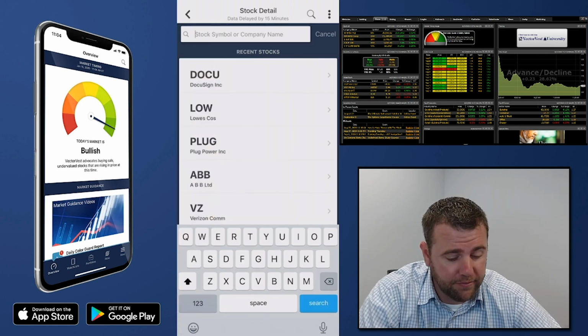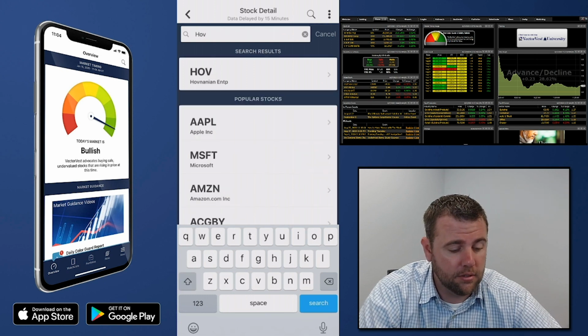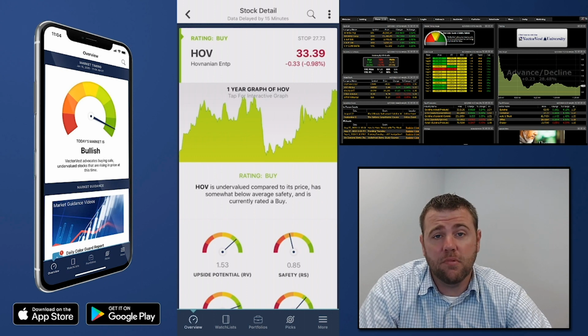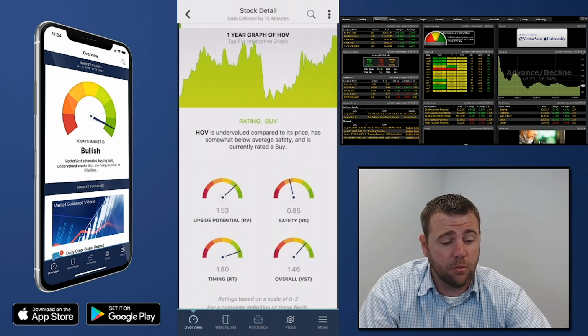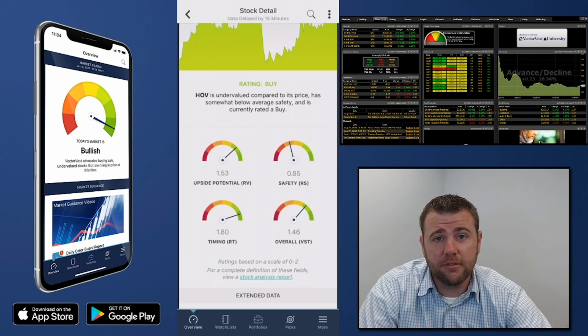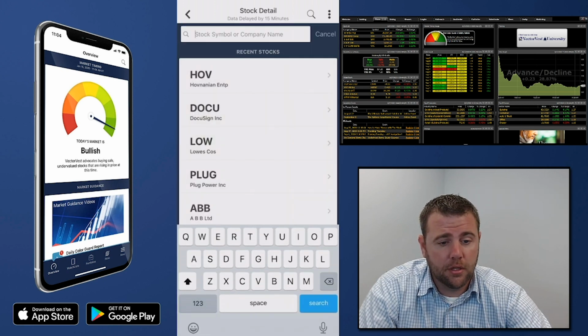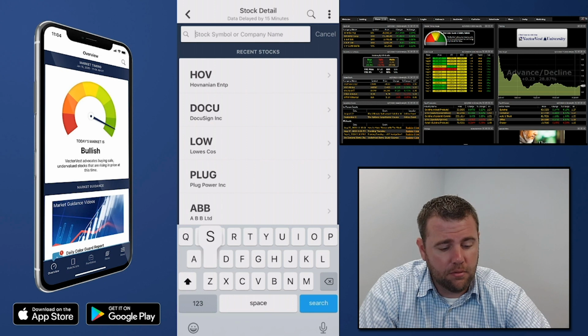Let's see, HOV. You got good long-term potential, some additional risk associated with it though. Really strong uptrend, so therefore the stock's still favorable. Let's see, SBSW.